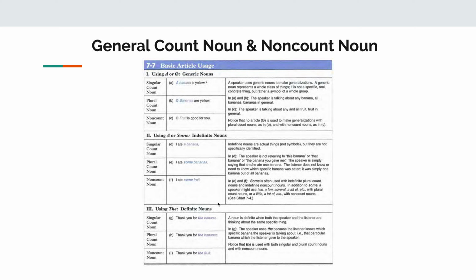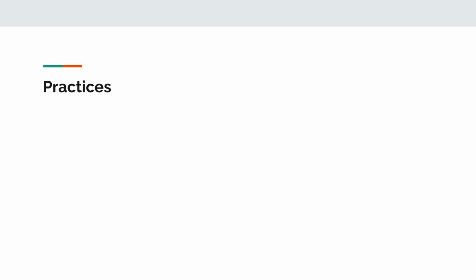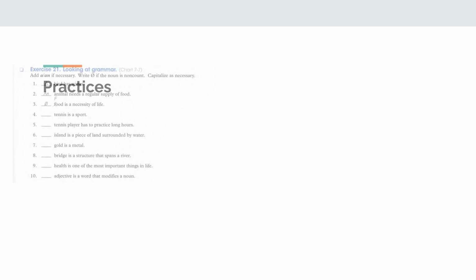So this is just a quick go-over, because I think most of us should probably know how to do those. And we can have some practices. The first one is whether you use a or an or no article in front of the noun. You can pause and do those by yourself, or we can do it together.